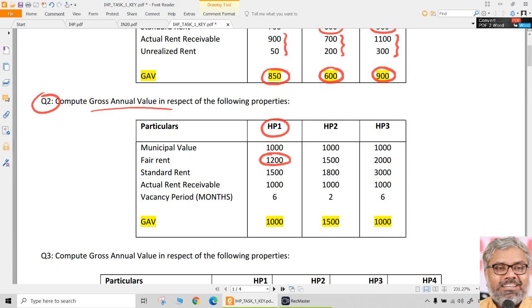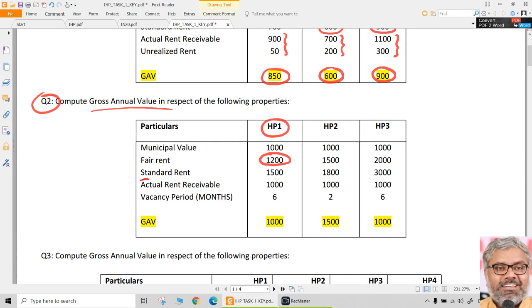I think some of you have misinterpreted it as annual rent. No, there was no mention of annual rent. It was actual rent receivable. Let us say 1000 rupees is the actual rent receivable when the property was vacant for 6 months. Naturally, this actual rent of 1000 rupees will be for the remaining 6 months. Rent will be received only when there is no vacancy. So actual rent receivable 1000 means that is for a period of 6 months only, not for the entire year.